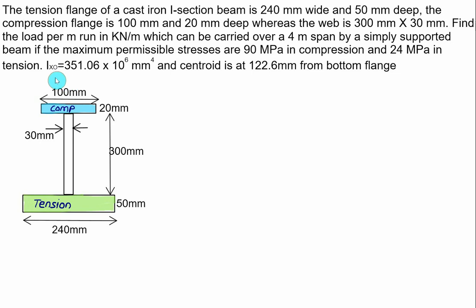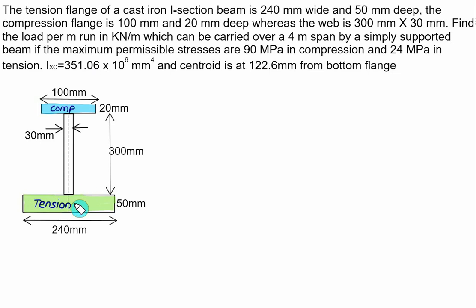The moment of inertia is given here. This value you have to treat as about the z-axis. That is, the moment of inertia about z is 351.06 into 10 to the power 6 mm to the power 4. And the centroid is at a distance of 122.6 mm from the bottom flange. So this one is the unsymmetrical I section. The value of centroid is given from the bottom edge. This value is given about the centroidal axis.